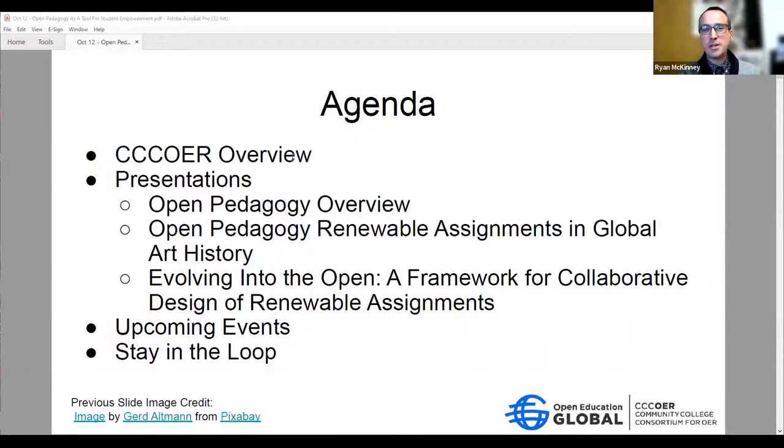So here's our agenda for today. I'm just going to provide a quick overview of CCCOER, and then we have three great presentations, starting with an overview of open pedagogy, and then going into one professor's experience with renewable assignments in global art history courses, and then a presentation on a framework for collaborating and a collaborative design of renewable assignments. And then we'll be talking about some of our upcoming events in CCCOER and OE Global and ways for you to stay in the loop and stay involved with us.